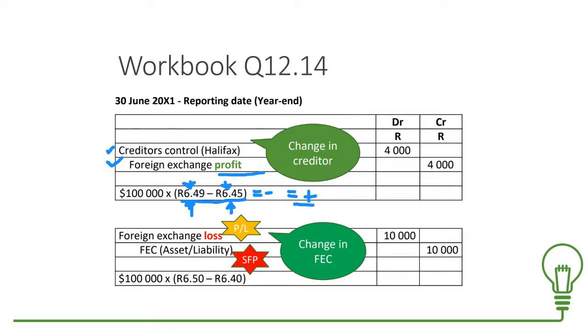So if you put this into your calculator now, you're going to find that you're going to get a positive 4,000. Therefore, we've made a gain.